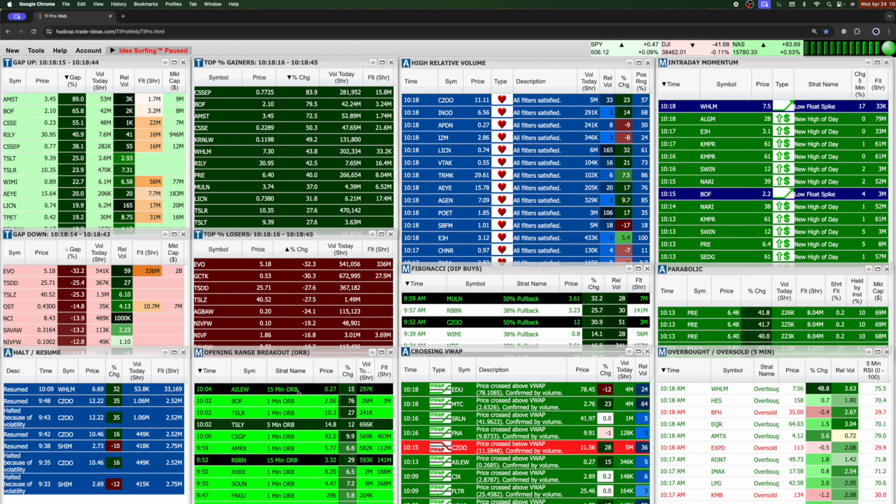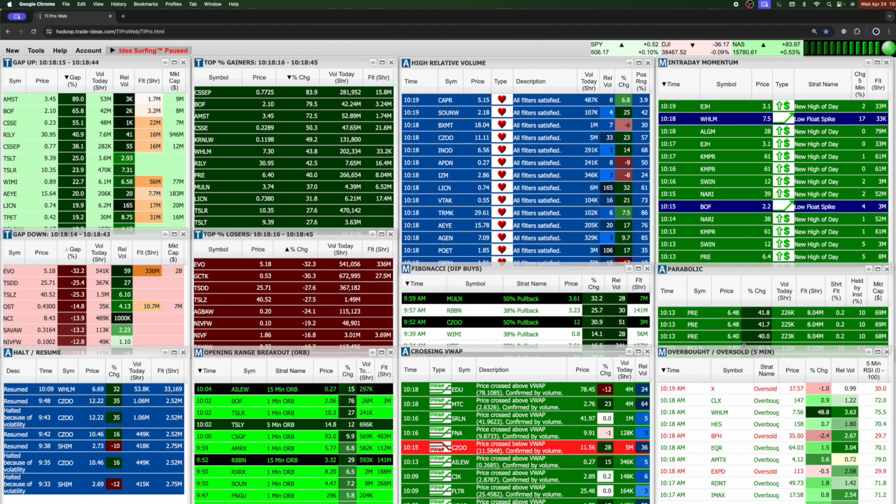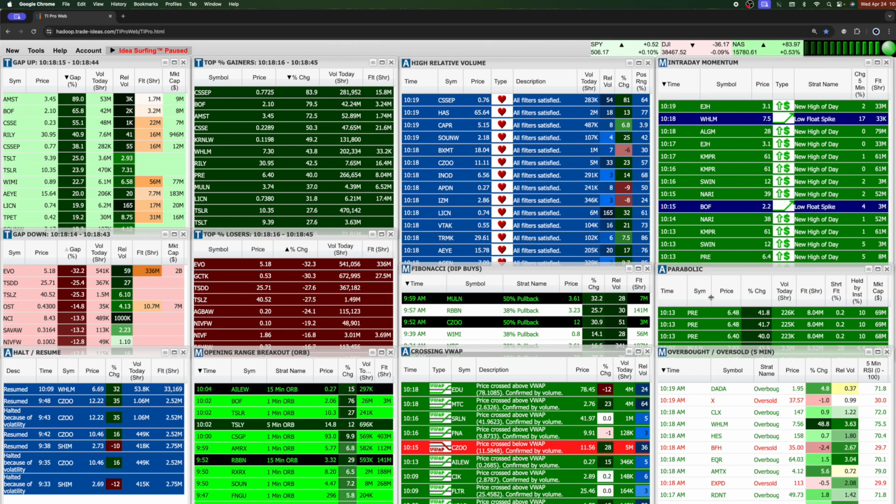We have scanners here for opening range breakouts, scanners for crossing the VWAP, scanners for pulling back into a Fibonacci retracement level, high relative volume, intraday momentum, parabolic scanner, and overbought and oversold scanner. One of the scans that I've been using very frequently lately has been the parabolic scanner. This is going to find stocks that are spiking up very quickly to the upside. They have strong upward momentum and they're going a bit parabolic.